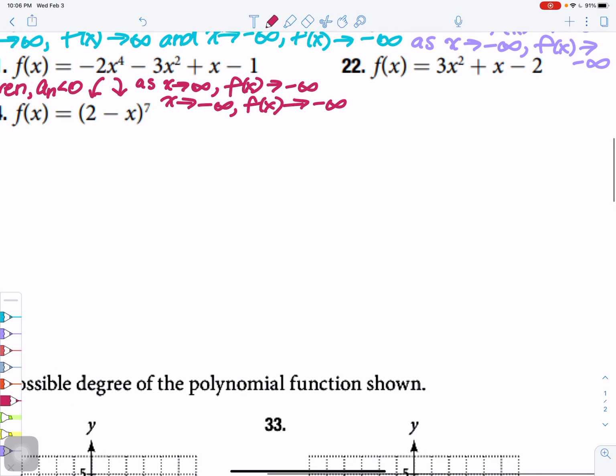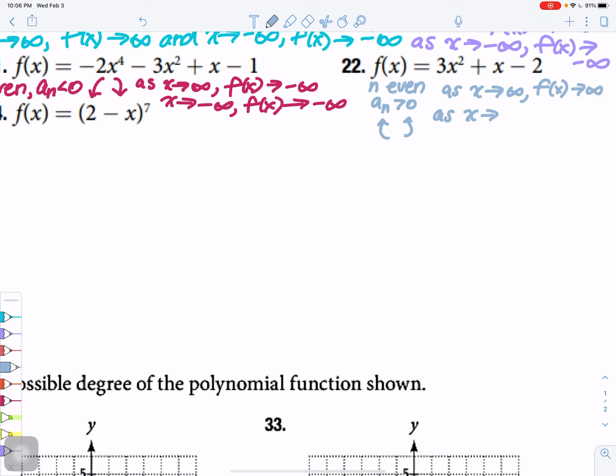Number 22, here this degree is even and a sub n is positive. 3 is positive. So here we have both ends up. So as x approaches infinity, the y values approach infinity, and as x approaches negative infinity, the y values approach infinity.